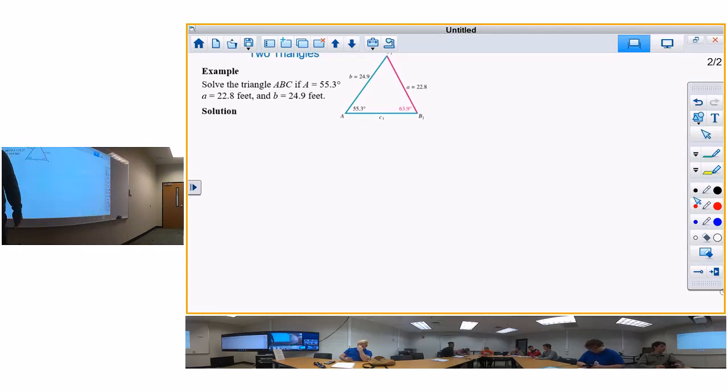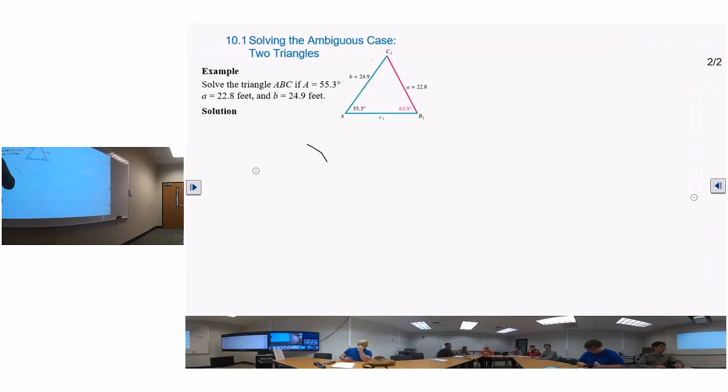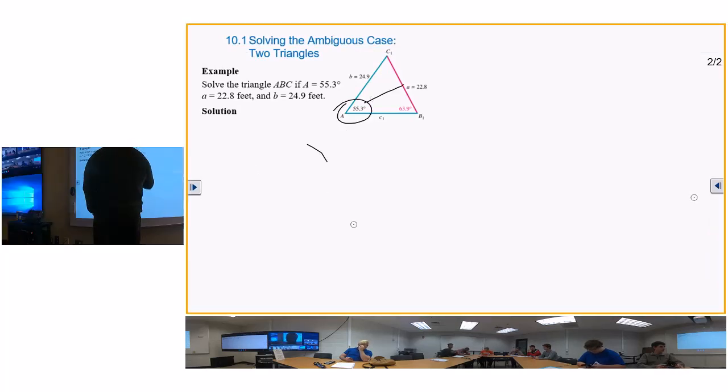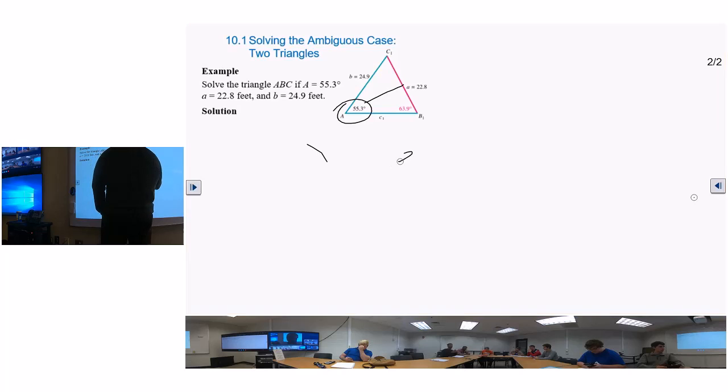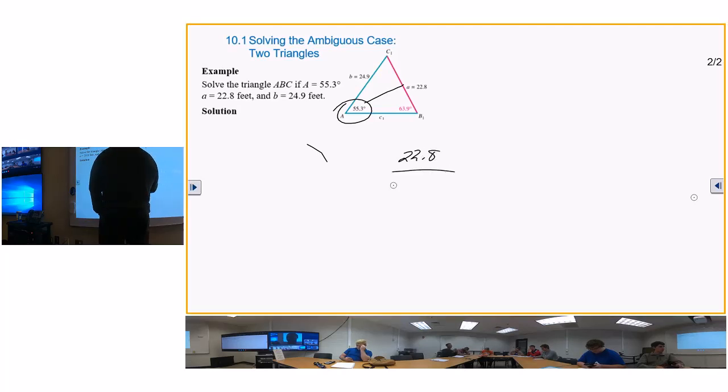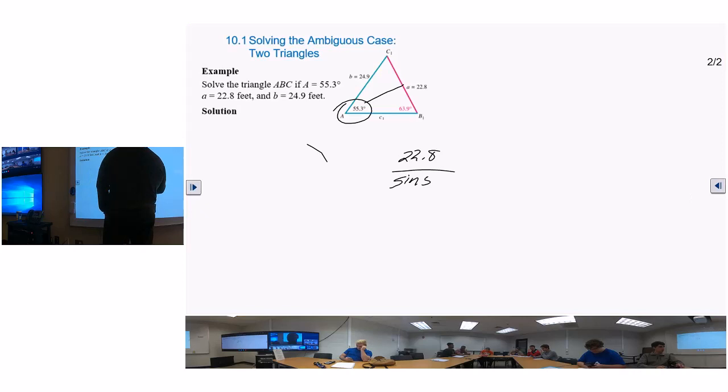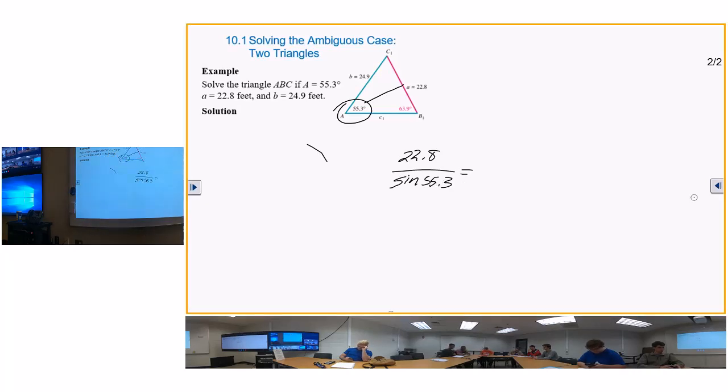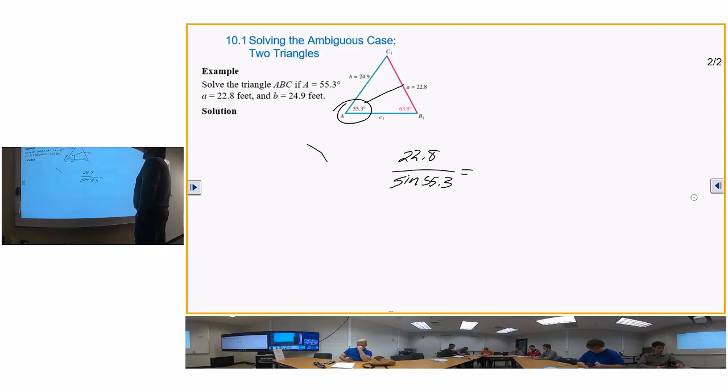Pay attention. Right there, side A. There's side A. So we've got 22.8 over sine of 55.3 is equal to, and pick out what you want. It looks like we've got B, so we're going to use sine. We got B. Okay, we need C.